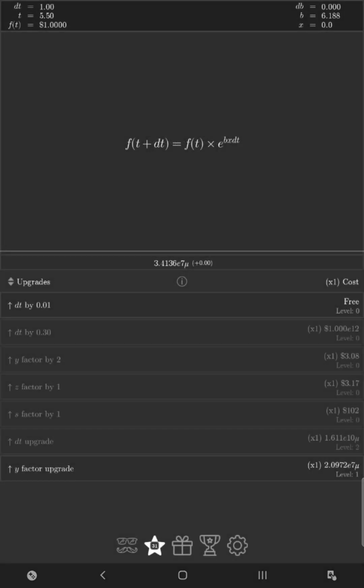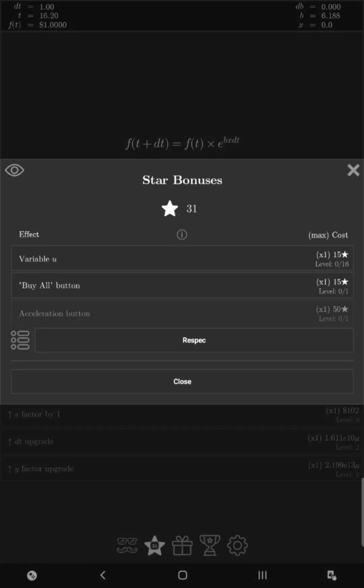Okay, now we can buy the Y factor upgrade, and after reaching B is more than 1, we have finally unlocked the star upgrades here. And we can press on the star bonuses, which have different effects. For example, the buy all button. That will add a buy all button obviously, and it'll just buy everything that you can in that tab.